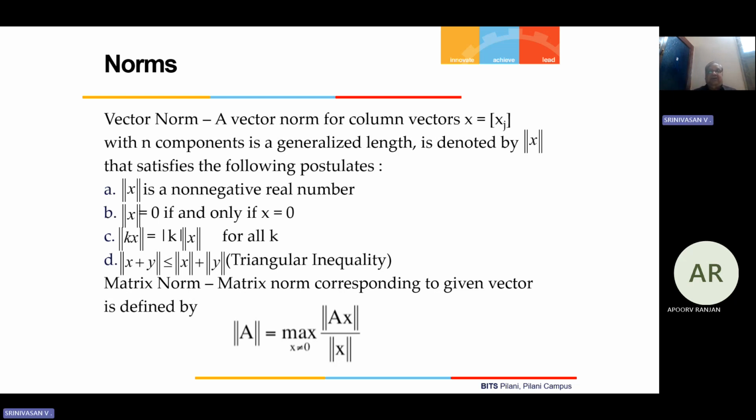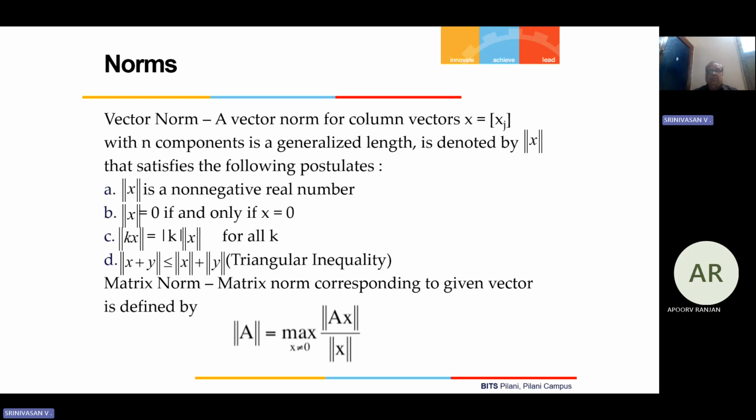Norm kx, where k is a scalar, will be equal to modulus of the scalar into norm x for all k. Norm of x plus y is less than or equal to norm x plus norm y. This is the triangular inequality. This much you might have heard about. It is a very famous inequality in norm, known as the triangular inequality. Well, this is true for absolute value also: modulus of x plus y is less than or equal to mod x plus mod y.